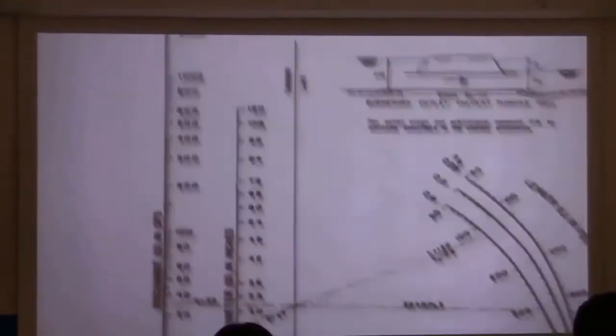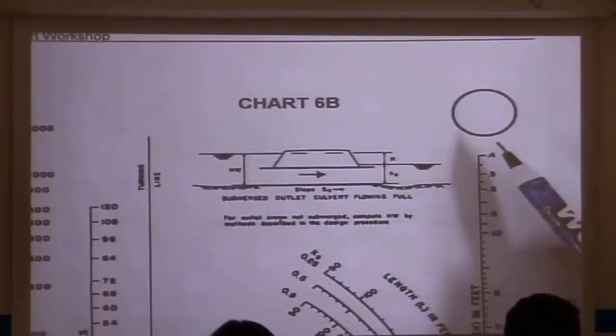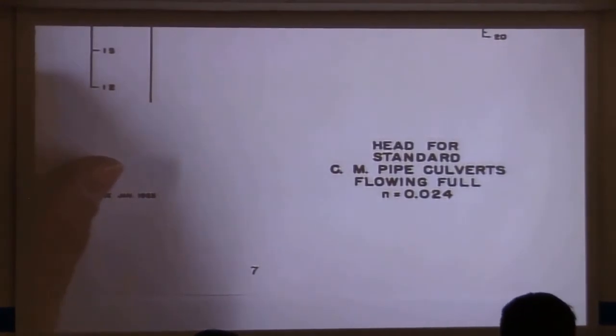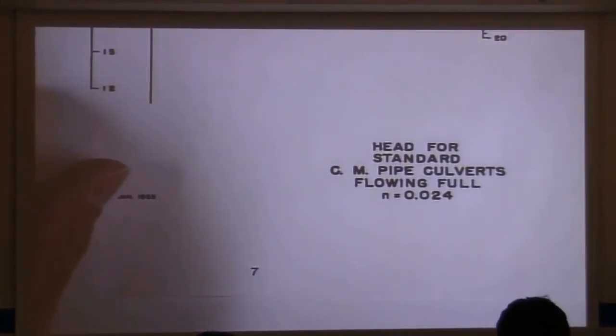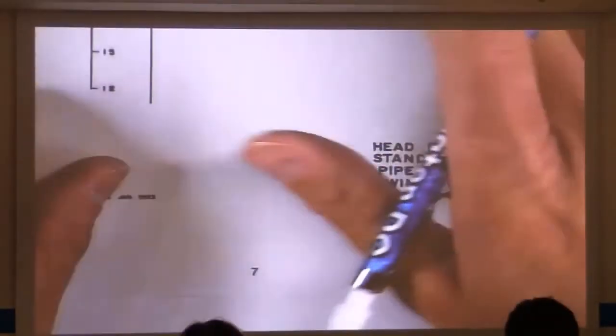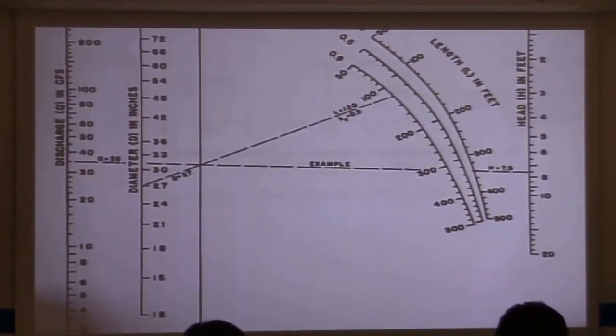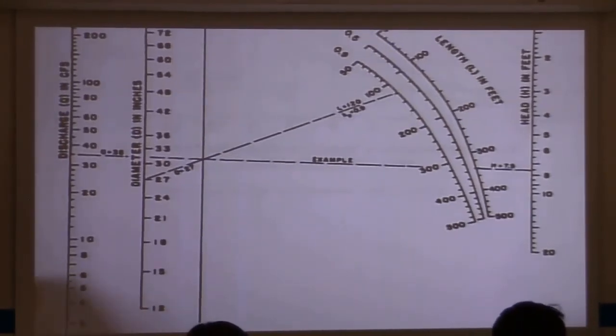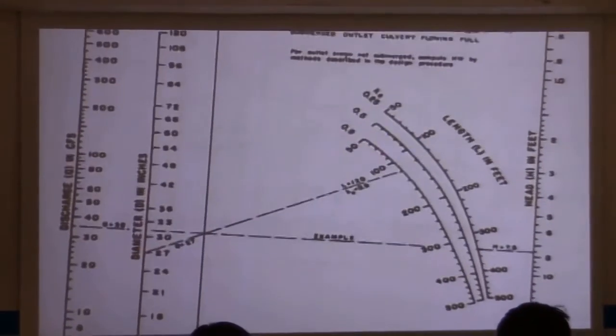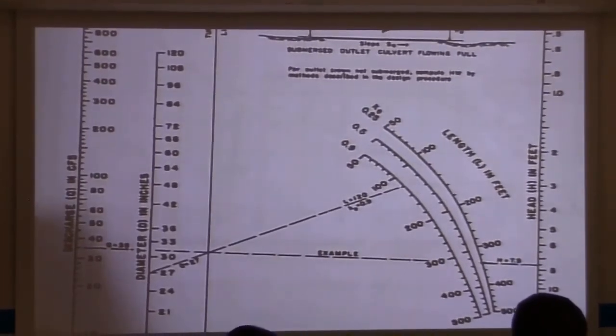6B. All right, so again, you see the circle in the upper right-hand corner, which means pipe culverts. This is the head for standard corrugated metal pipe culverts flowing full. We're not flowing full right at the end exit, but we made a little bit of an adjustment with our H sub O, so now we can use this nomograph. This one, we're going to start on the inside and work out. So we're going to start with the two inner scales and work out.